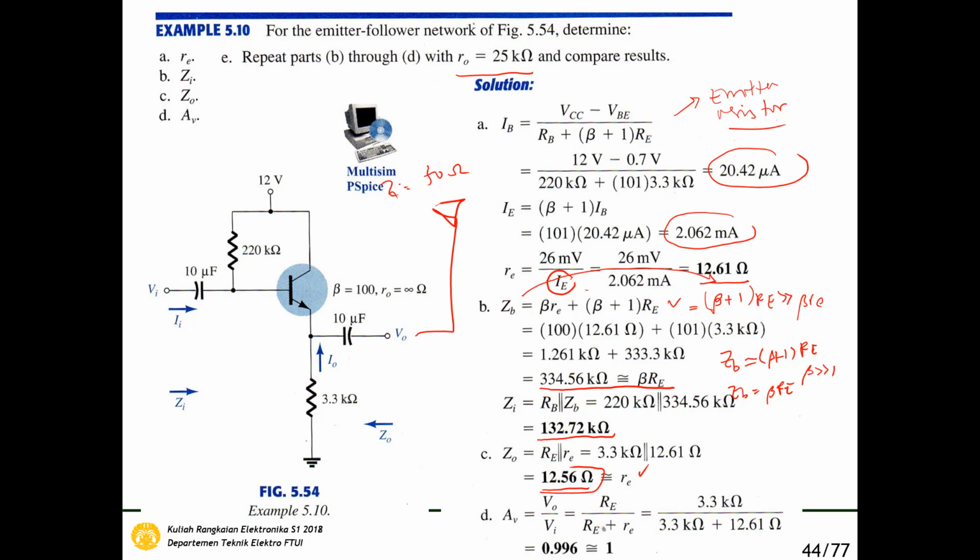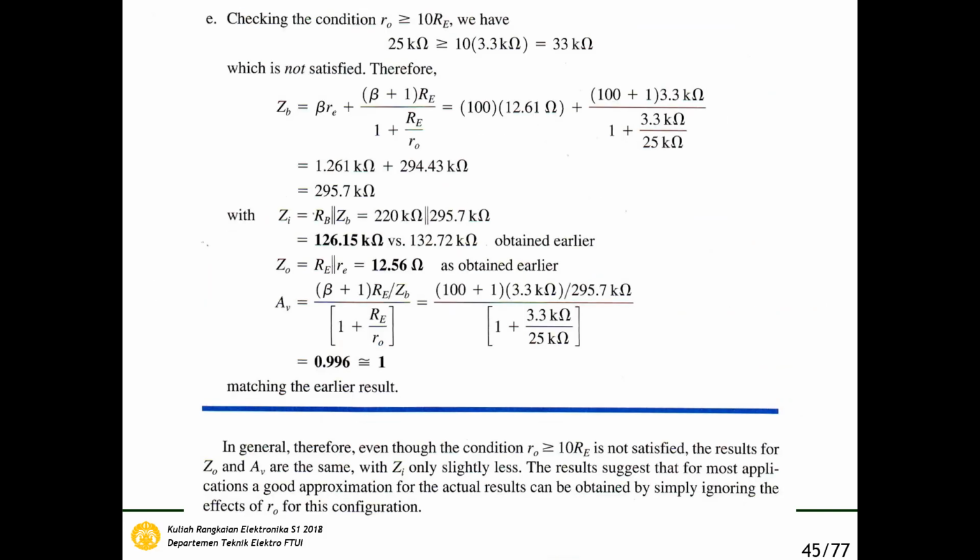Okay, then AV is VO over VI, and we got that AV is equal to 1. And then repeat if the RO is not larger than 10 RE. So we check the condition. RO is 25 kilo ohm, and then RE is 3.3 kilo ohm. So we got that this is not satisfied. Then we have to use this equation. ZB becomes this equation, beta re plus (beta plus 1) RE per 1 plus RE per RO.